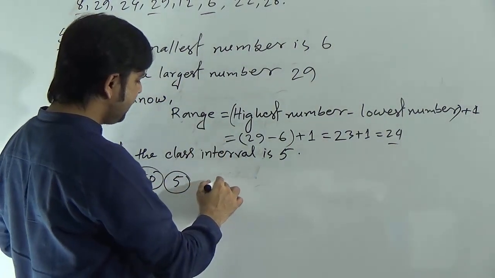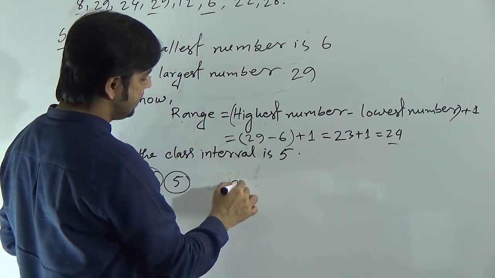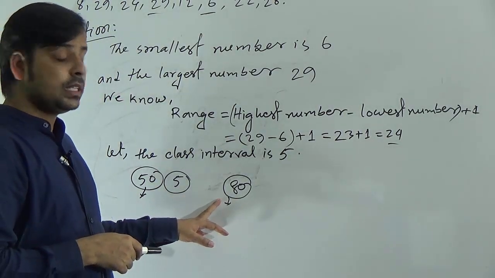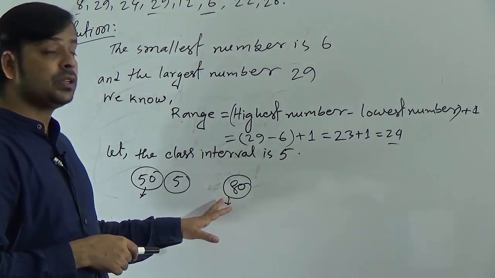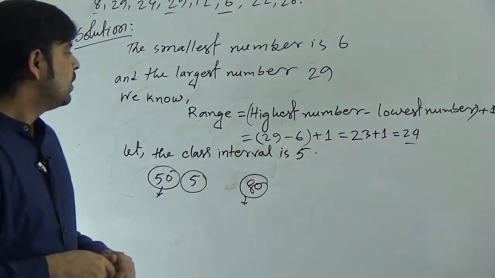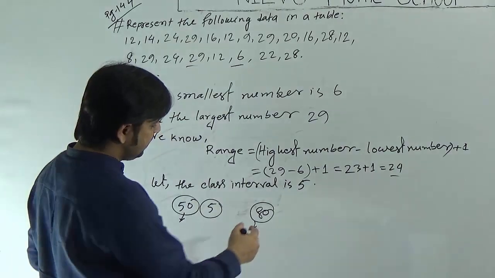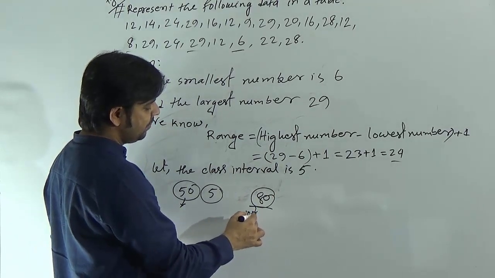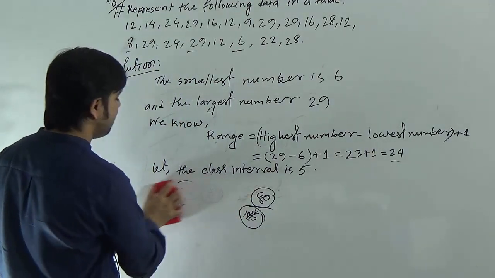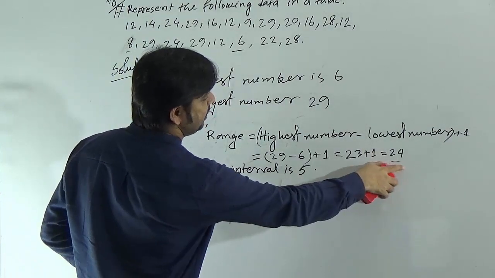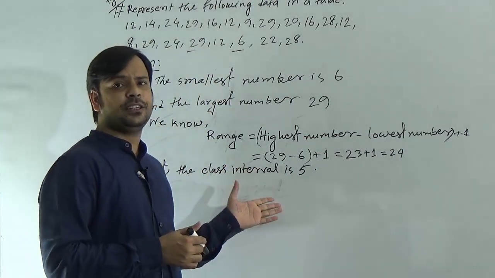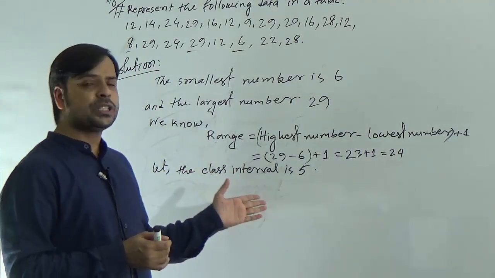If the range is above 50, suppose the range is 80, in that case, if you take 5 as class interval, you will get more than 10 classes. So that table will be a large table. So you have to choose depending on the range. In that case you can take 10 or 15 as class interval. So you have to remember that when you take the class interval, you have to see the range. What is your range? Sometimes the class interval may be given also. If the class interval is given, then you have to use that class interval.